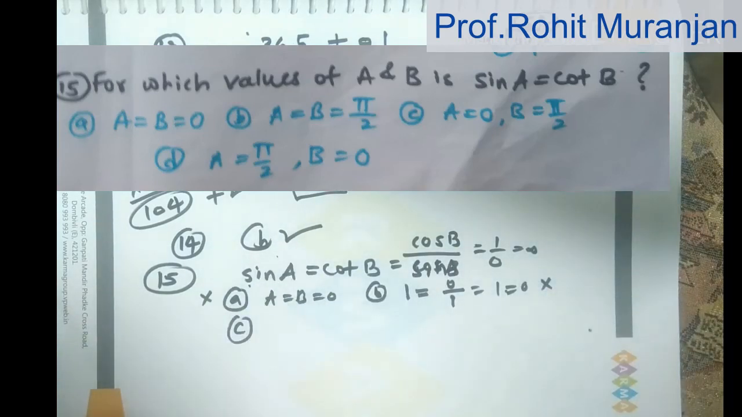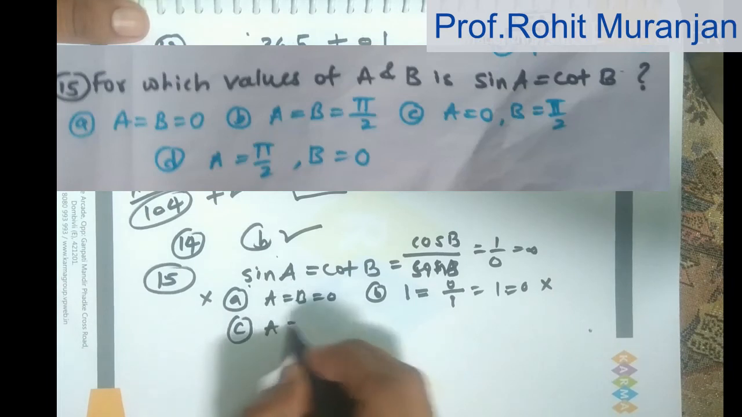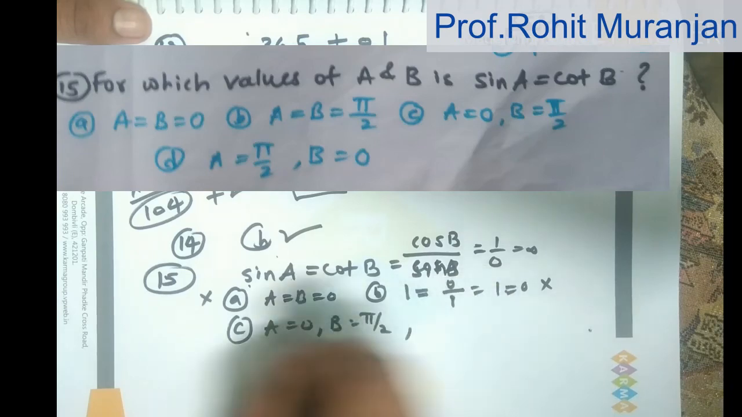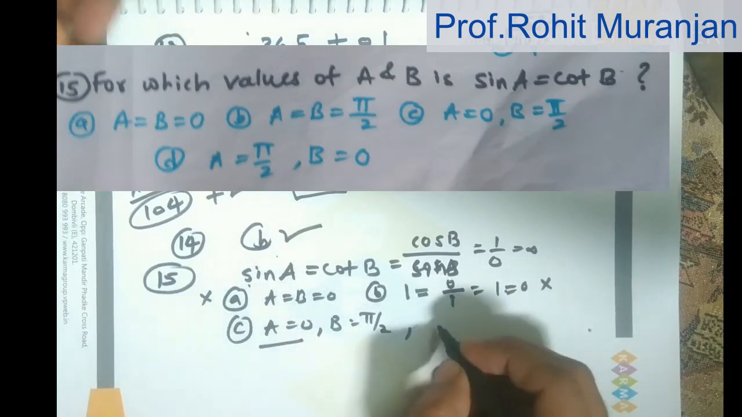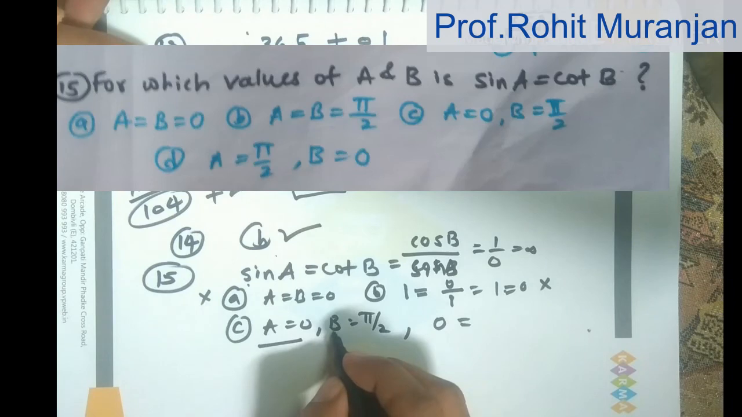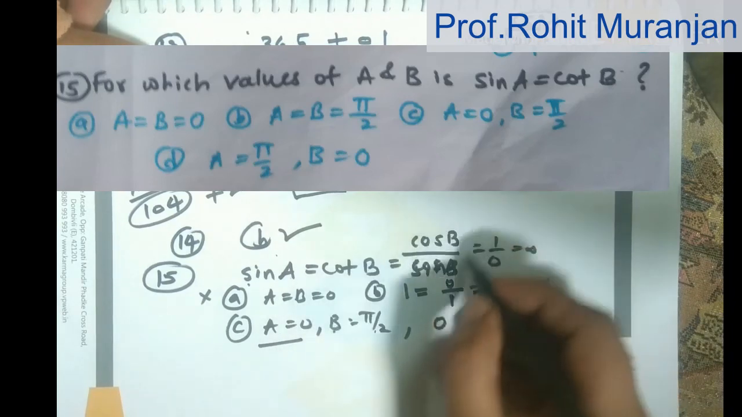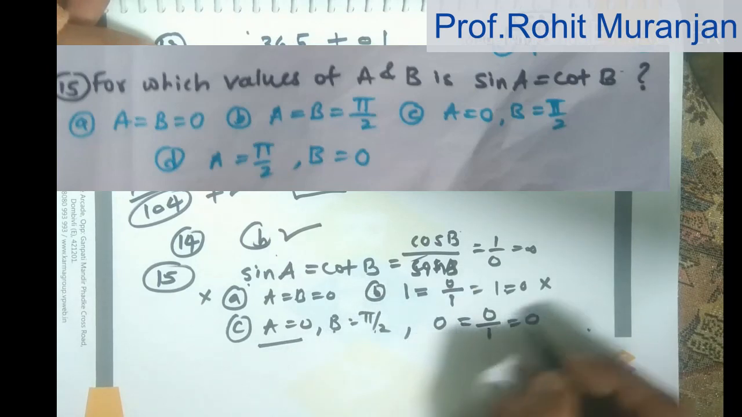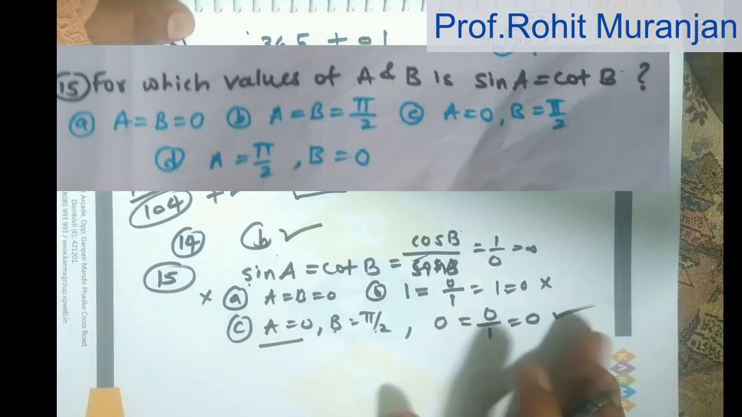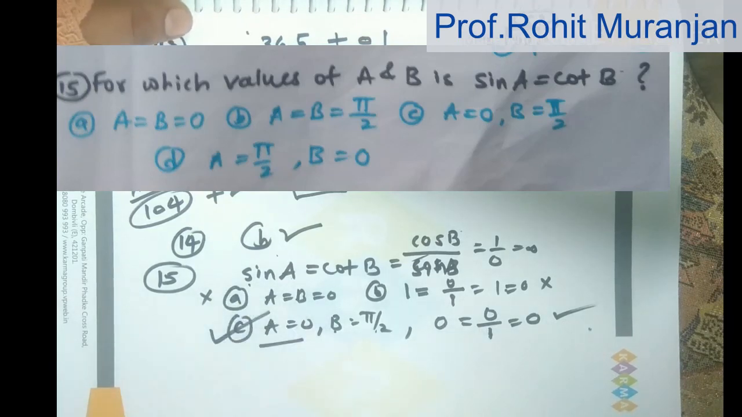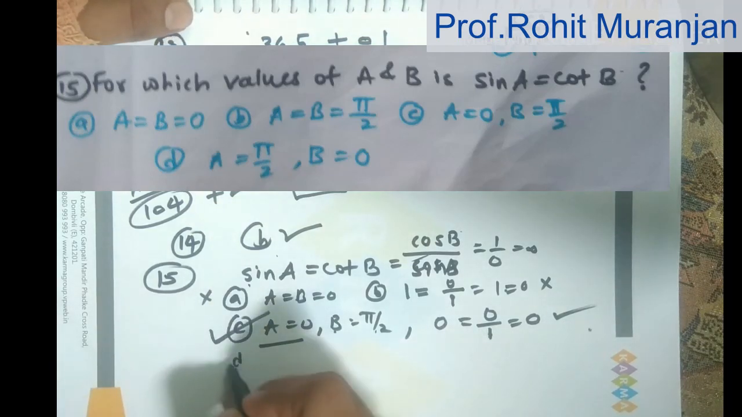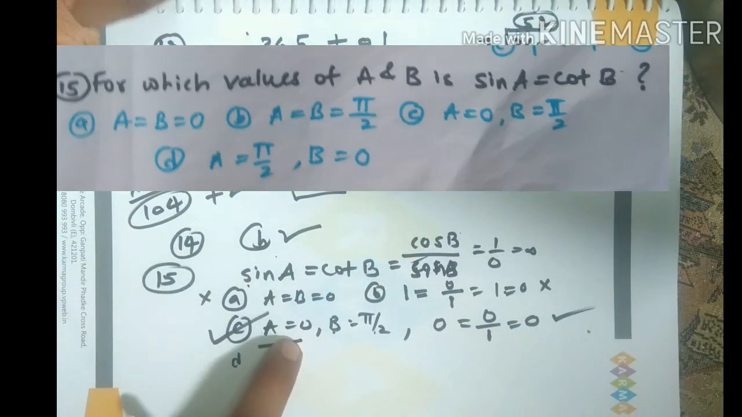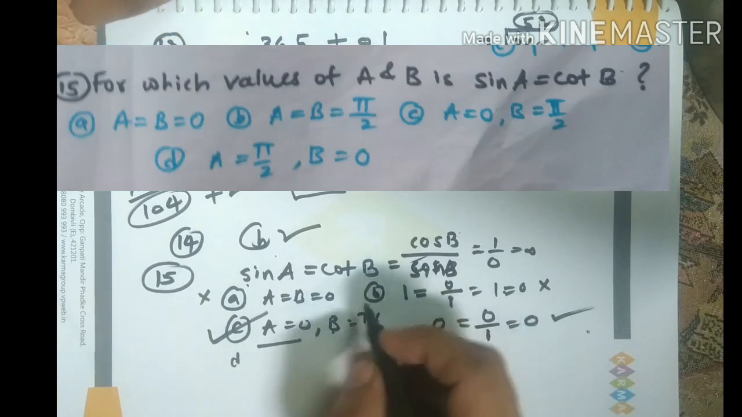If I consider the third option, we have A equal to 0 and B equal to pi by 2. If I substitute A equal to 0 on the left-hand side, I get 0. If I substitute B equals pi by 2 on the right-hand side, I get 0 upon sin pi by 2 which is 1, so 0. Left-hand side and right-hand side are equal, so this option is correct. No need to check the fourth option, because this is a Part A question, so only one has to be true. So the answer for 15 is C.